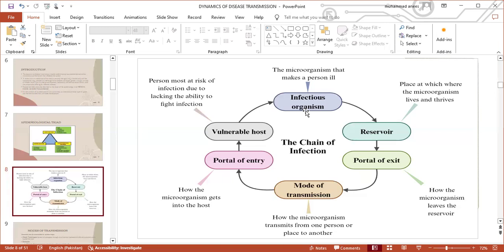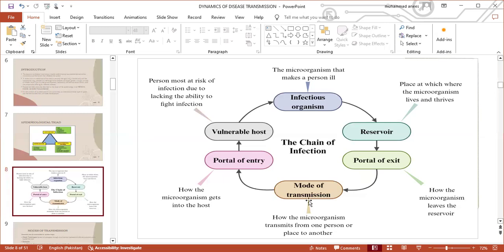The breakdown of the model is: pathogen, the infectious agent, bacteria, virus, fungus, parasite, which is responsible for causing the disease. Moving on to reservoir, which is the natural habitat where the pathogen lives and multiplies. This can be a human, animal, or environment, for example, soil, water. Then there is portal of exit, the route through which the pathogen leaves the reservoir. This can include a respiratory secretion, blood, body fluids, or other pathways.